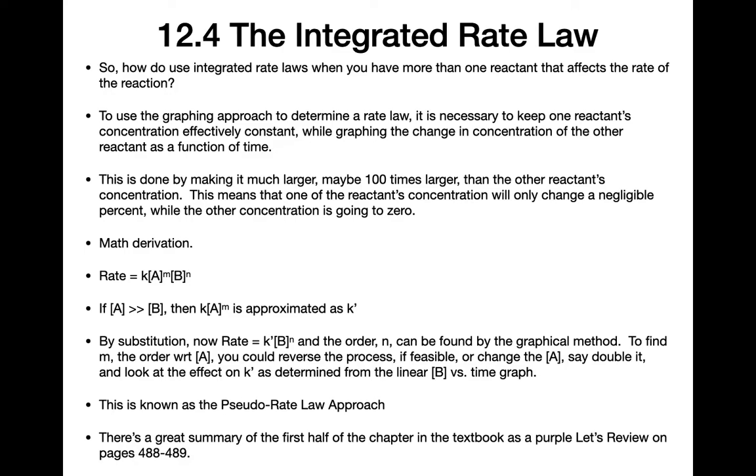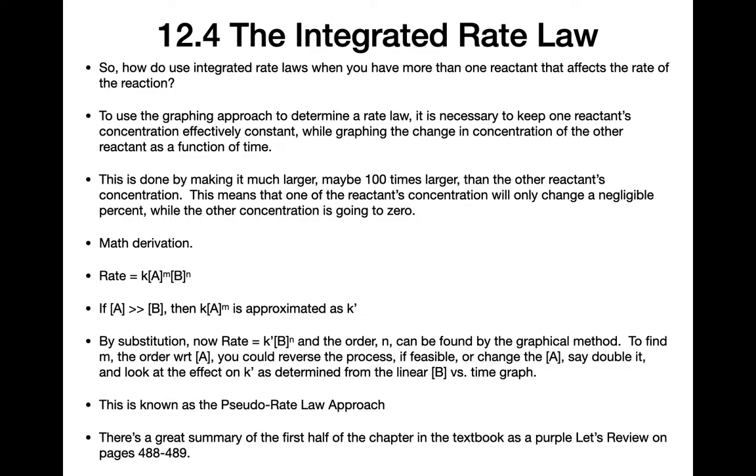So how could we use this integrated rate law approach if we did have more than one reactant? Well, I just told you we couldn't, except there's a sneaky way to do it. So let me tell you about the sneaky way to do it. You can actually use the graphing approach to determine a rate law if you have A and B both affecting the rate of the reaction, or you can even have A, B, and C affecting the rate of the reaction. In order to do that, it's necessary that one of the reactants' concentration is constant.